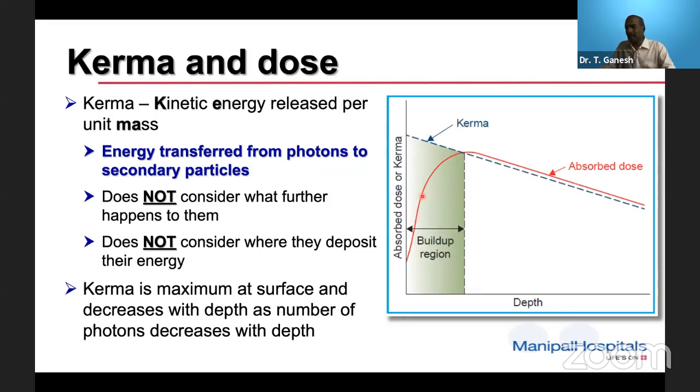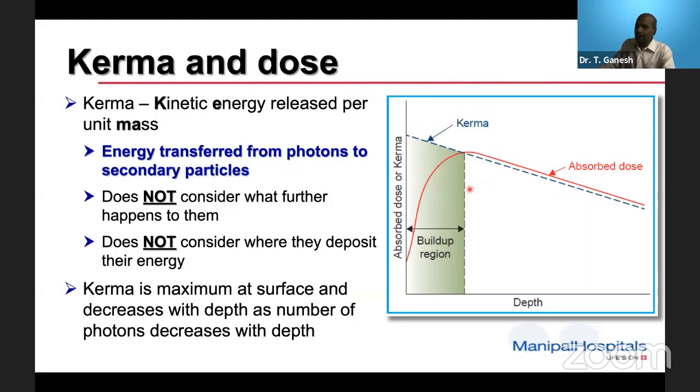They don't travel backward, they will travel in the forward direction and then deposit. So the dose keeps increasing, but after that, it cannot increase anymore because the number of electrons also is coming down due to the fact that the number of photons is coming down. So that is why it starts reducing.